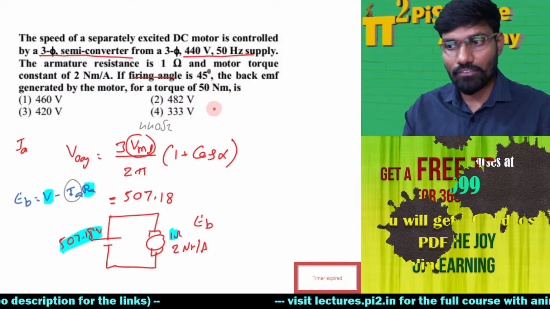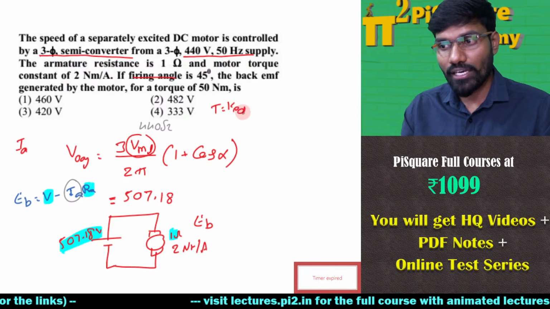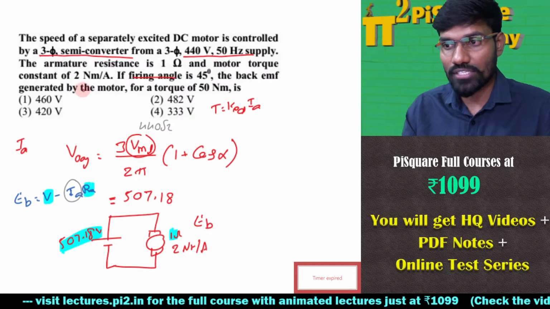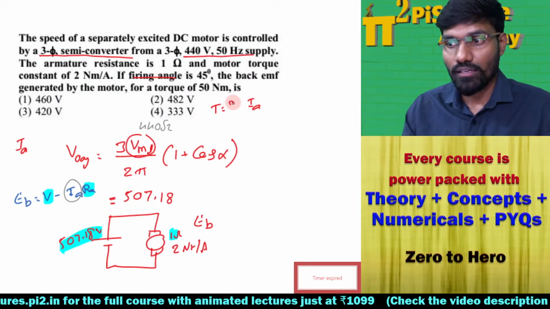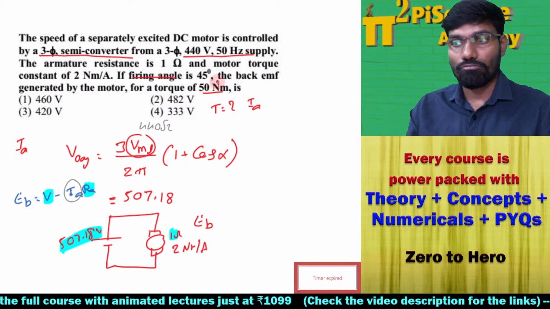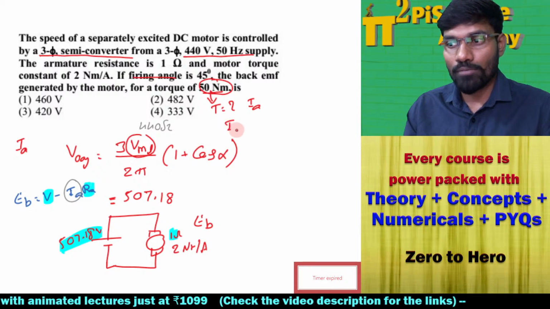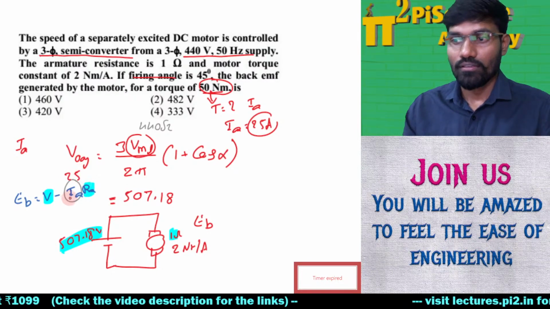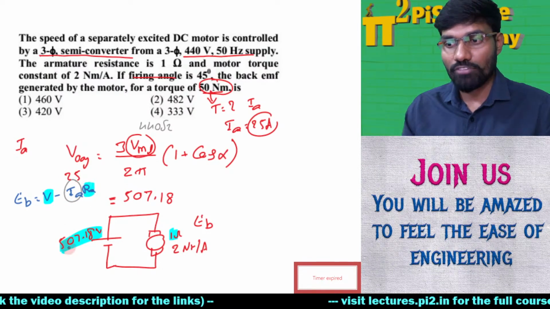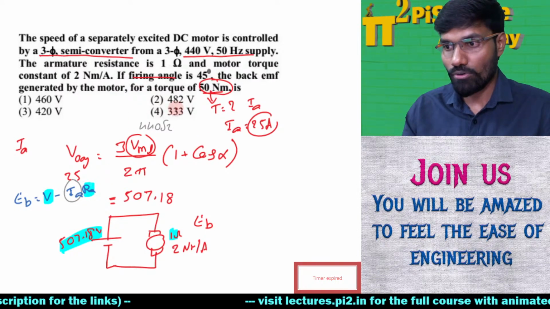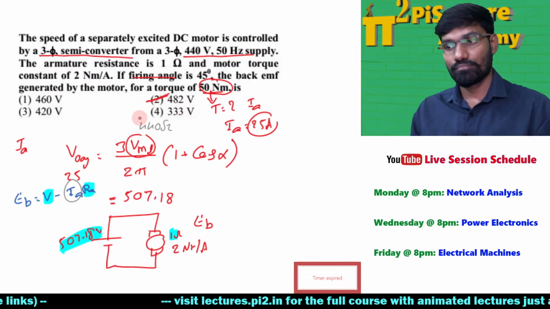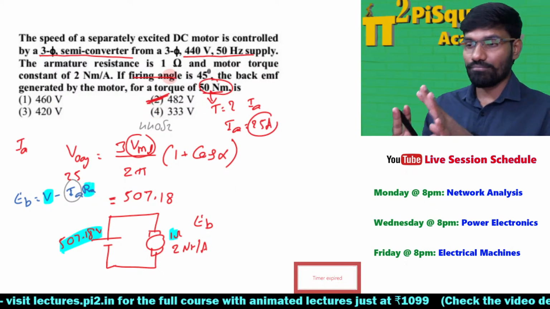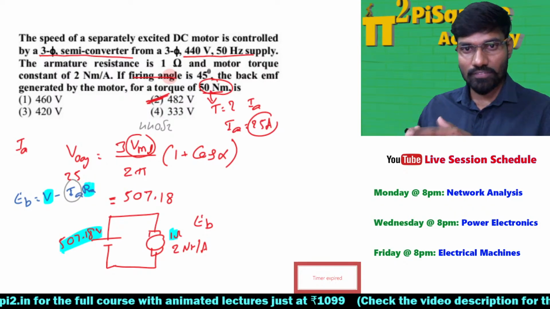Now torque is given. We know torque is equal to Ke phi into Ia, where Ke phi is a constant, directly given as 2. T is 50 Newton meter, so IA will be 25 ampere. Put this 25 ampere here: 25 into 1 is 25. 25 minus 507, you will get 482 point something. So this is the answer. Are we clear? Shall I proceed to the next question?